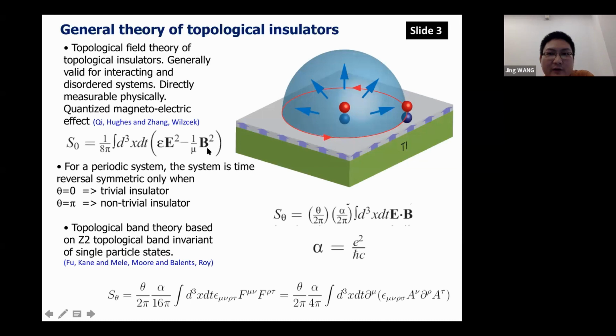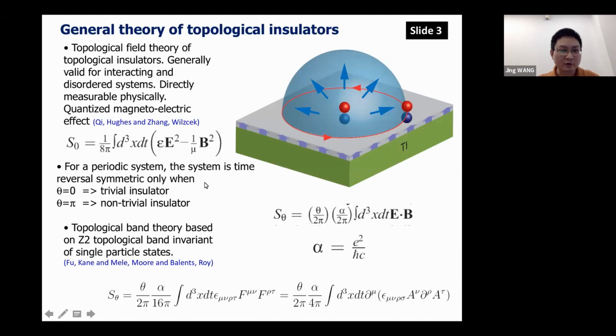This term, you can see this. This term is E dot B. When you apply an electric field, you will get a magnetization. When you apply a magnetic field, you will get a charge perturbation. So this is a magneto-electric term.